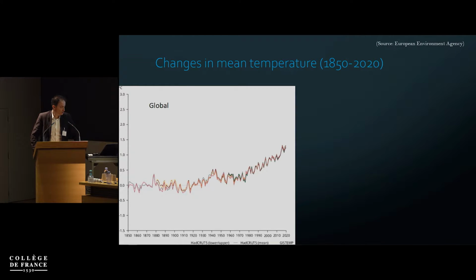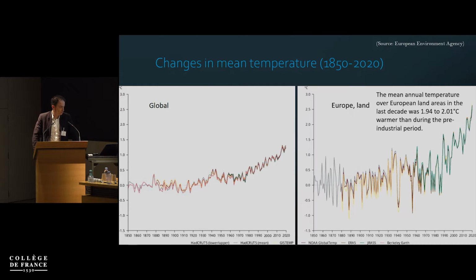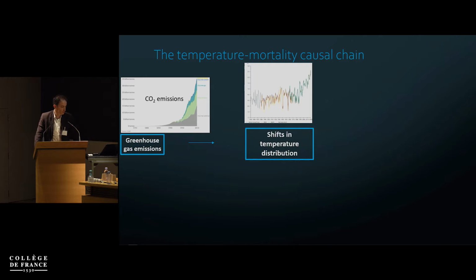So we know that temperature has increased on average by about 1 degree since the pre-industrial period. If we distinguish the oceans and the land, the increase is actually higher on the land, with about 2 degree increase in Europe. And what we are discussing here in this session is the possible impact of changes in temperature on health.